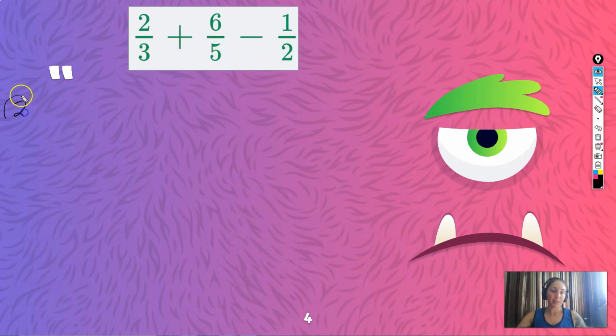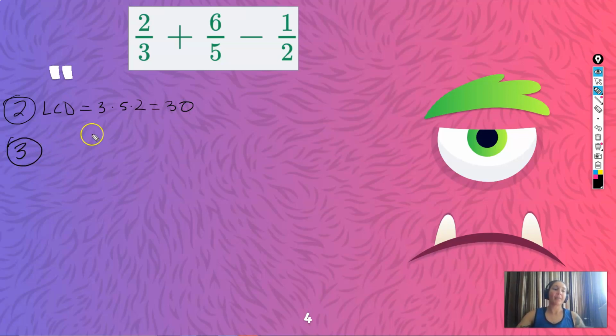Step 2 says find the LCD. The LCD of 3, 5, and 2: these are all primes, so I'm going to multiply them all together. 3 times 5 times 2. My LCD is going to be 15 times 2, so 30. So I need to make denominators of 30.